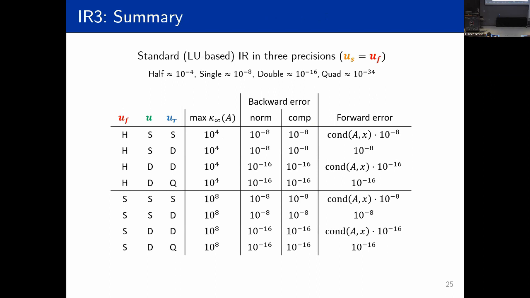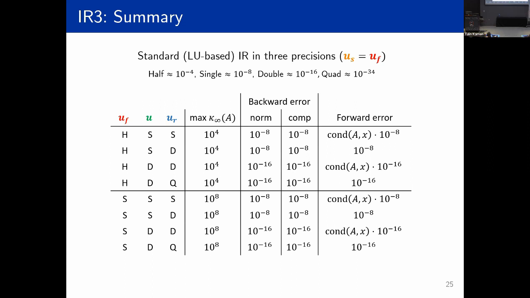Okay, that might be hard to parse, so let me just summarize that in a table. I'm assuming that I'm using standard LU-based iterative refinement, which, as a reminder, means that the effective solve precision is the factorization precision. Here are different scenarios of what I'm using for the factorization, the working precision, and the residual. So H is half, S is single, D is double, and Q is quad.